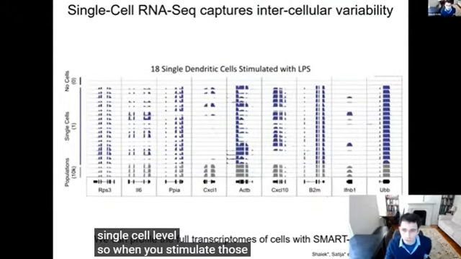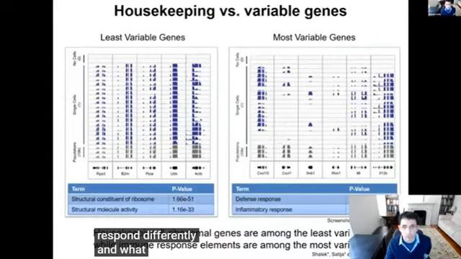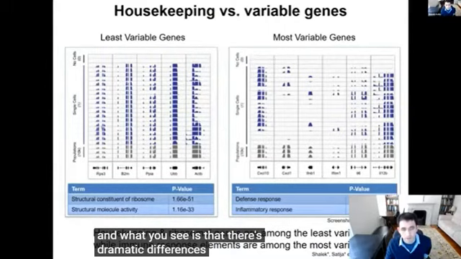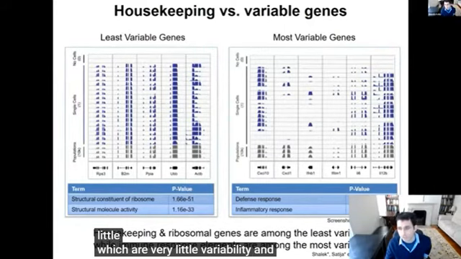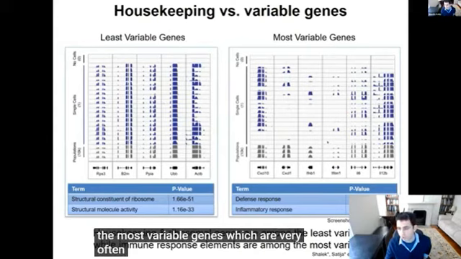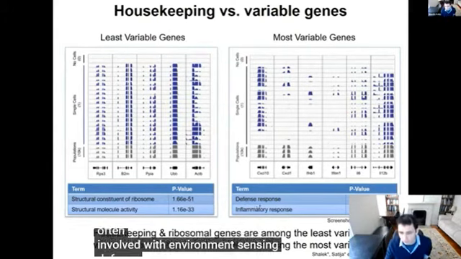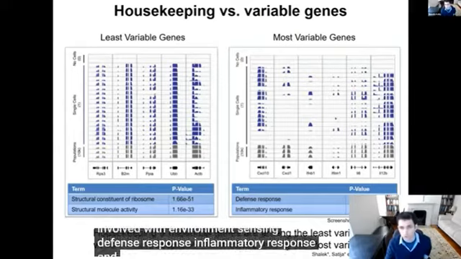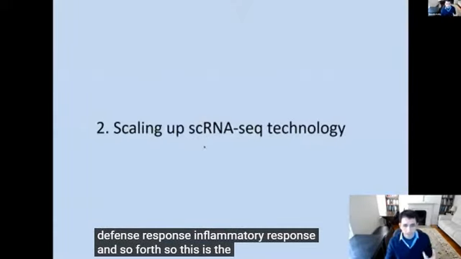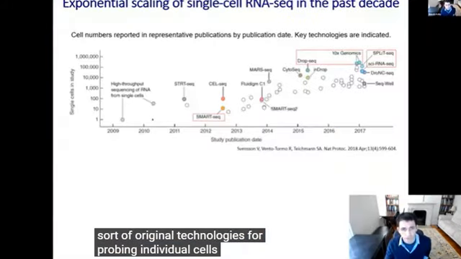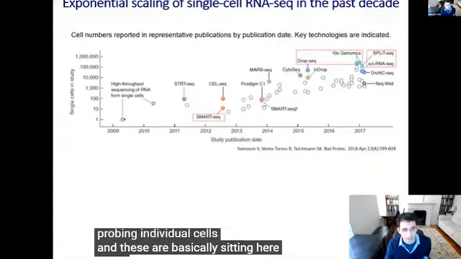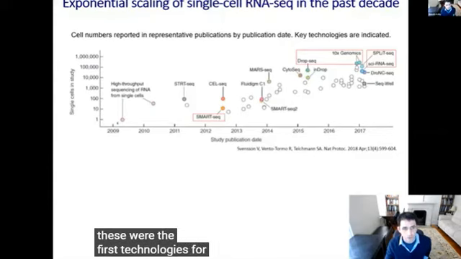So when you stimulate those cells, they respond differently. And what you see is that there's dramatic differences between the housekeeping genes, which show very little variability, and the most variable genes, which are very often involved with environment sensing, defense response, inflammatory response, and so on and so forth. So this is the traditional sort of original technologies for probing individual cells. And these are basically sitting here. These were the first technologies for profiling individual cells at a time.